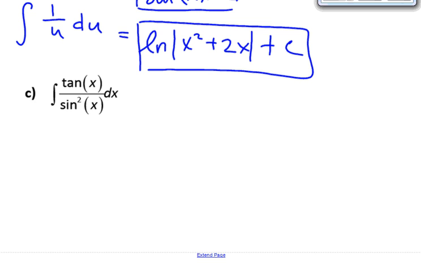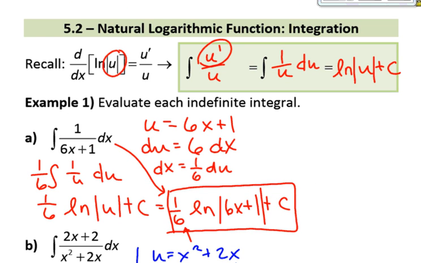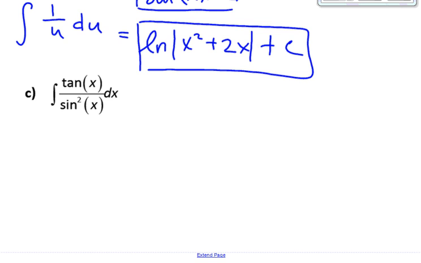So what you're looking for, let's get back to the beginning. What you're looking for is some version of u prime over u. So you're looking for whatever's in the numerator to be a derivative or a form of the derivative of whatever is in the denominator. And when you've got tangent over sine squared, that is not the case. So you want to rewrite tangent and sine squared in a format that you've got u prime over u.